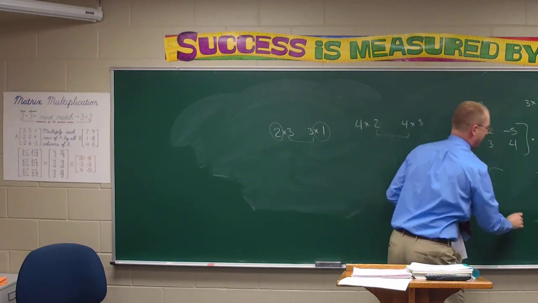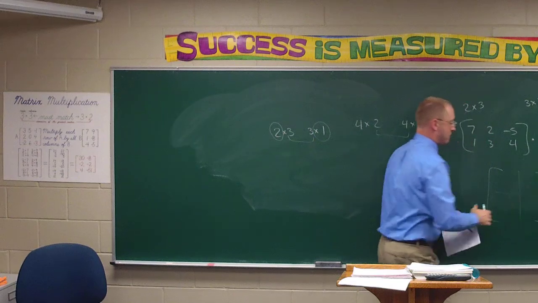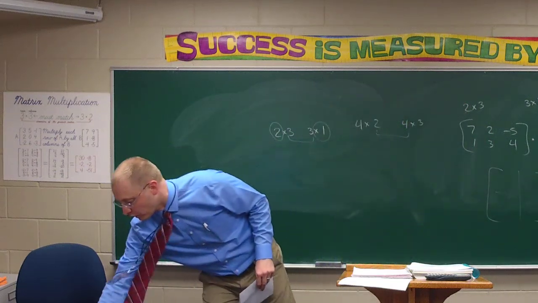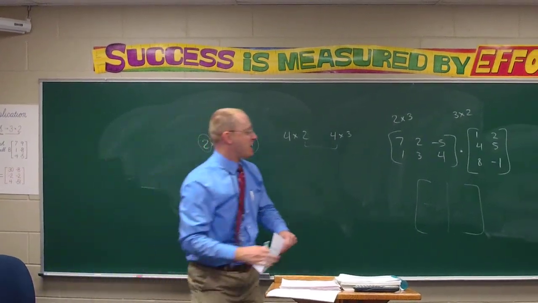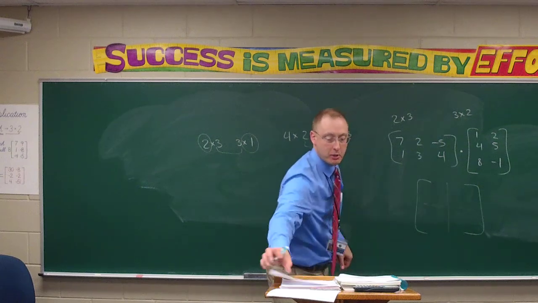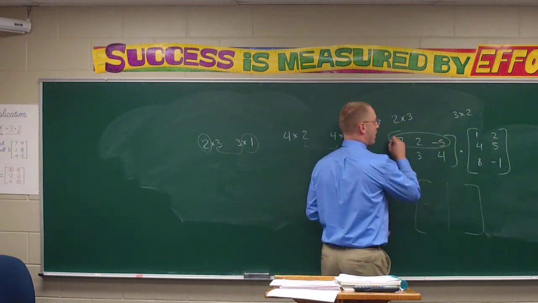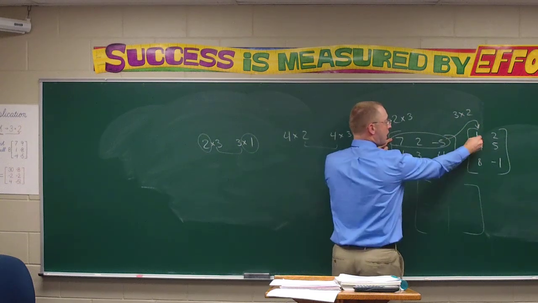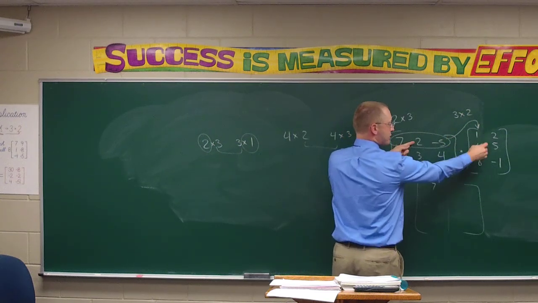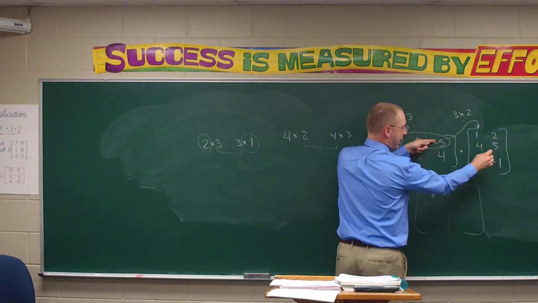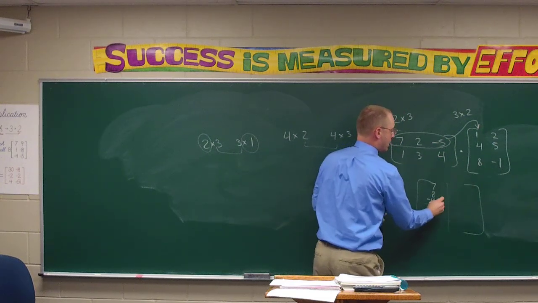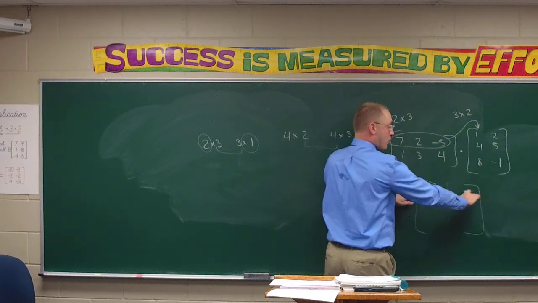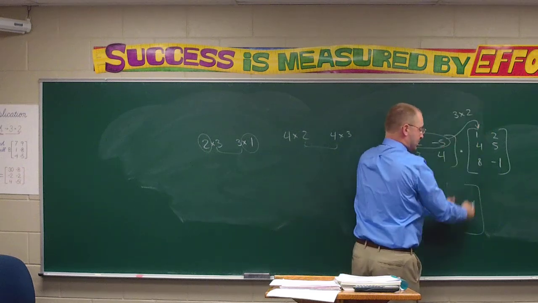Remember, when you do it, my recommendation is figure out the product dimensions and set up a grid work. Set up a grid work you can use. Remember, you're going to take the row and you're going to drop it down the column, so that 7 times 1, 2 times 4, negative 5 times 8. Then you're going to take the same top row, because we're still in the top row, we're going to go to the second column.